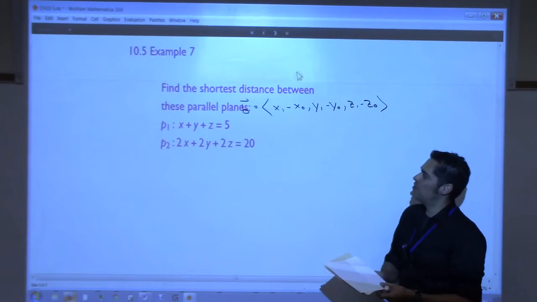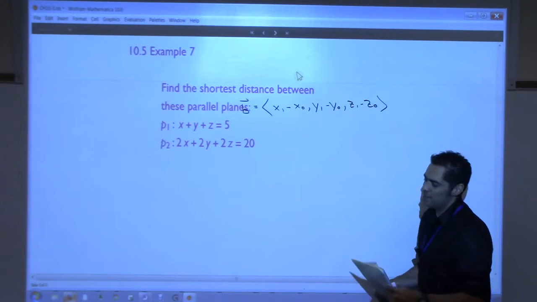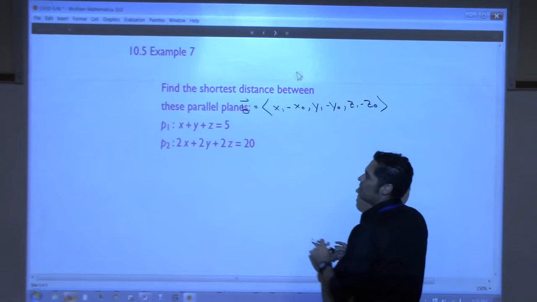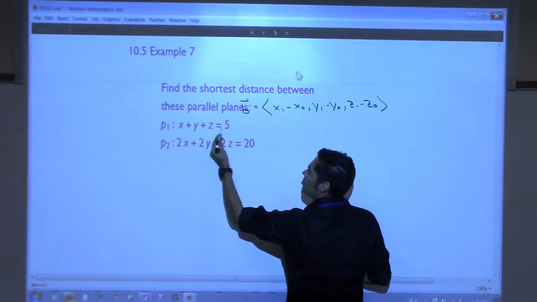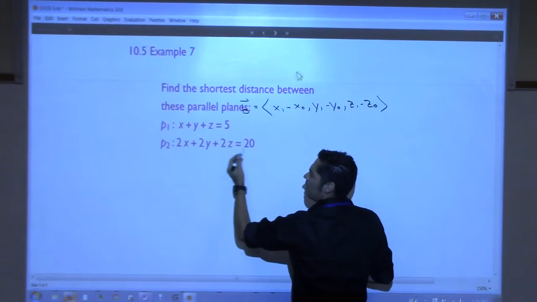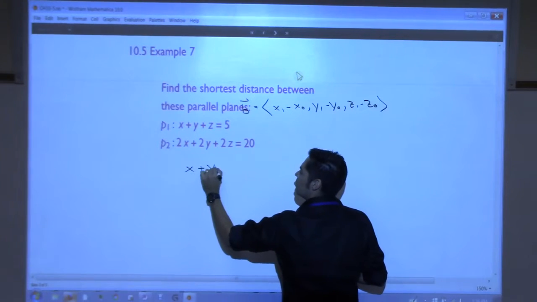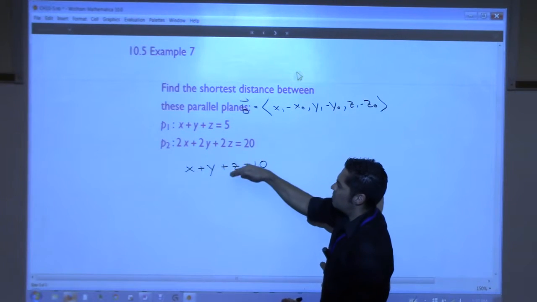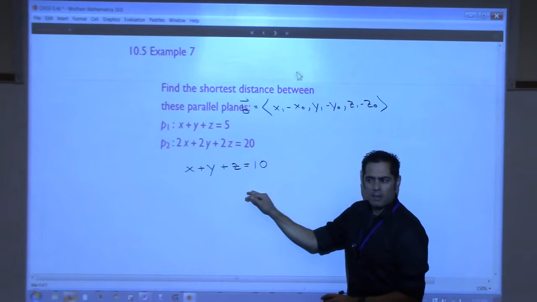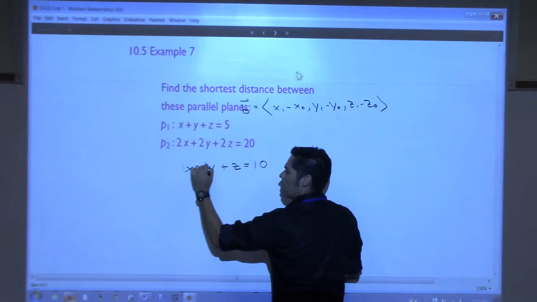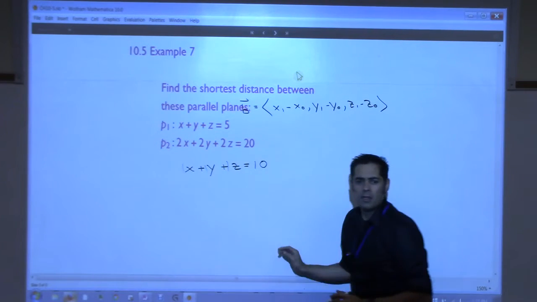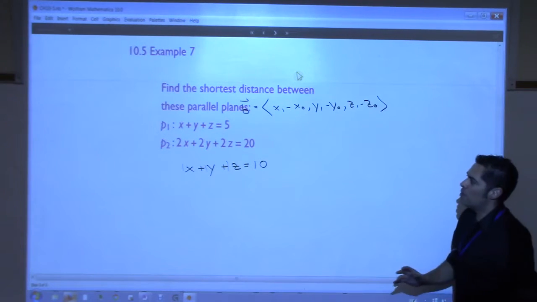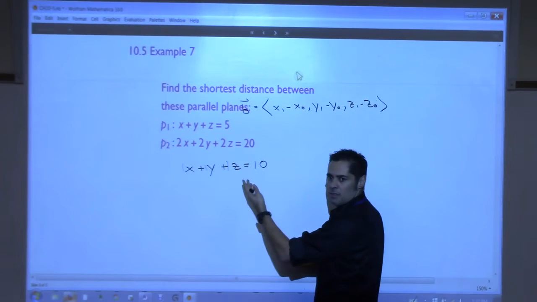What people always like to do in this case, what they are tempted to do, is they say, okay, look at this equation. X plus y plus z is 5. Over here, they say, hey, look, I can divide everything by 2, and I would get this. Don't write this down, by the way. So look at this equation, this equation. Very similar, aren't they? In fact, they have the same normal vectors, don't they? 1, 1, 1, 1, 1, 1. The normals are pointing in the same direction, which means they're parallel planes. So people go, oh, well, the distance obviously must be 5.